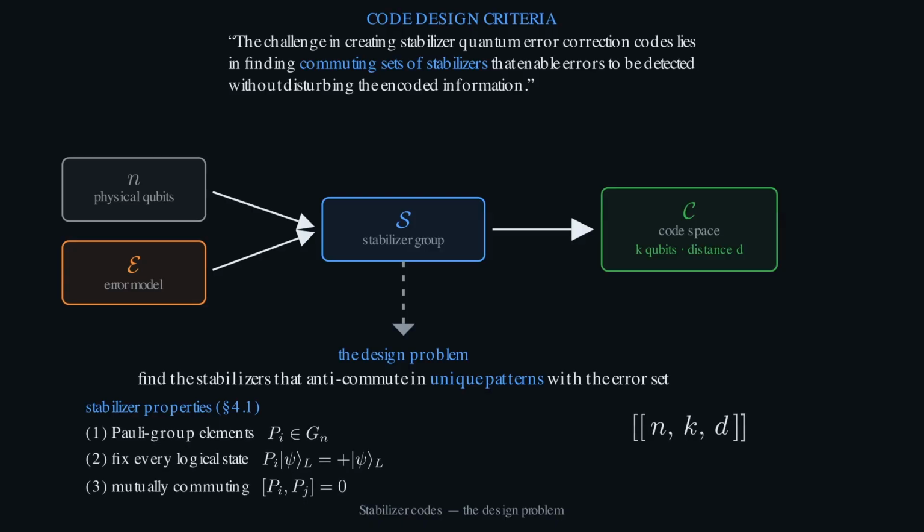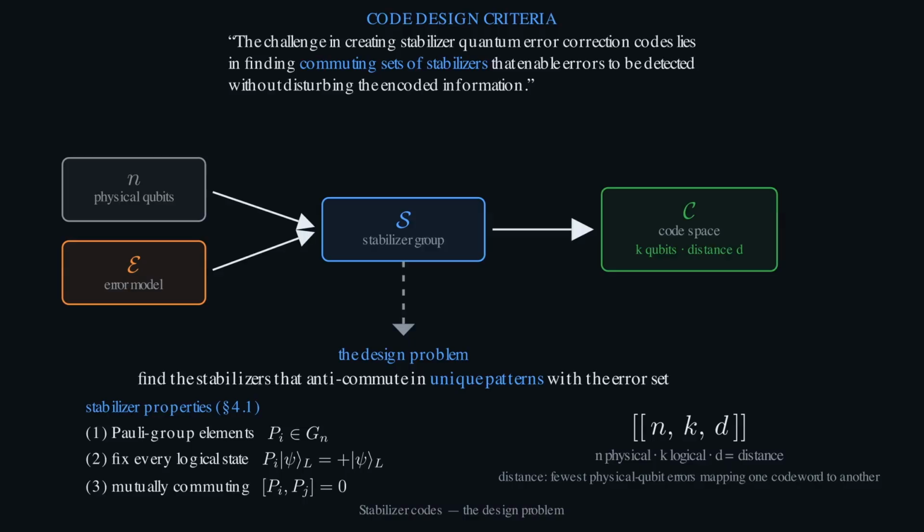Oh, and then finally at the bottom, we'll say that these would then form the stabilizers of an [[n,k,d]] code, where n is the number of physical qubits, k is the number of logical qubits, and d is the distance of the code. And remember that distance is defined as the minimum number of errors that will change one code word to another. So those are errors on physical qubits.